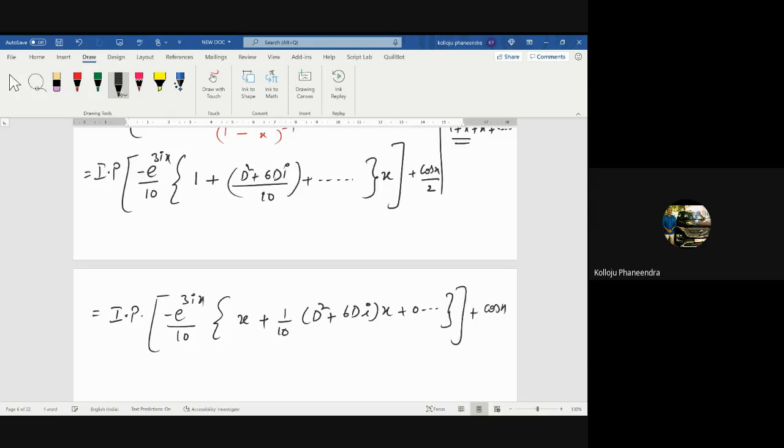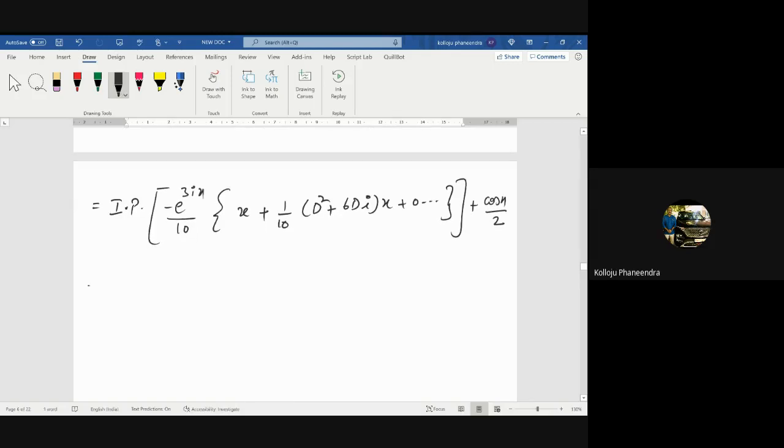Plus cosine x by 2. If any doubts, I can repeat. You can ask. Imaginary part of minus e to the power of 3ix by 10, and this is x plus 1 by 10. D square of x is what? 0. D of x is what? 1. So 6i. That's it.